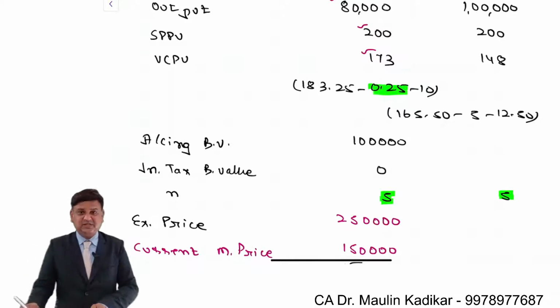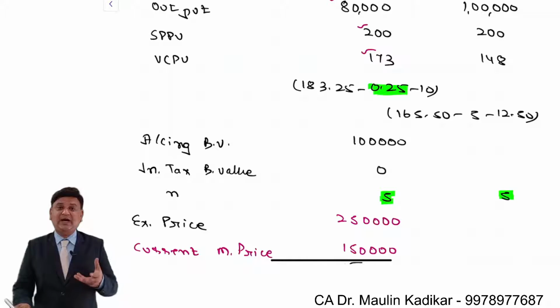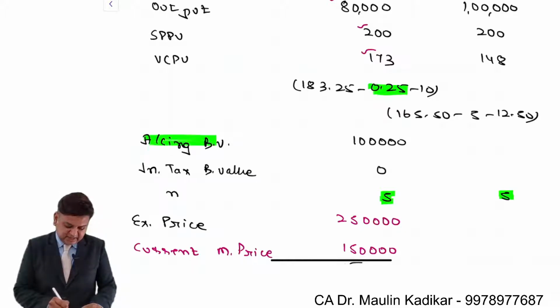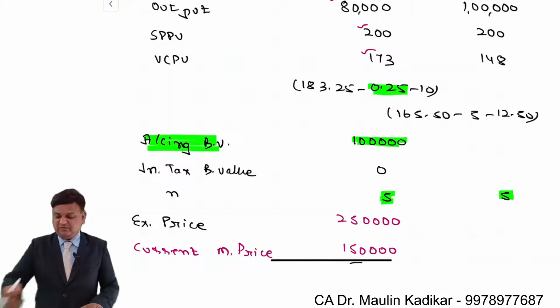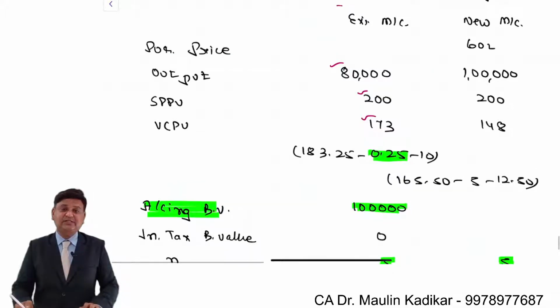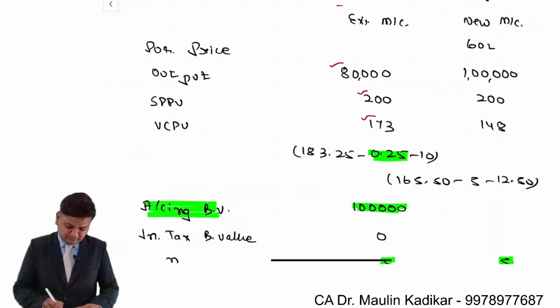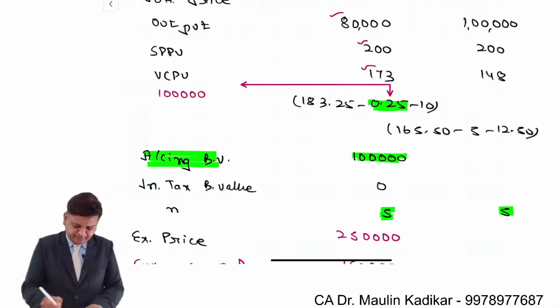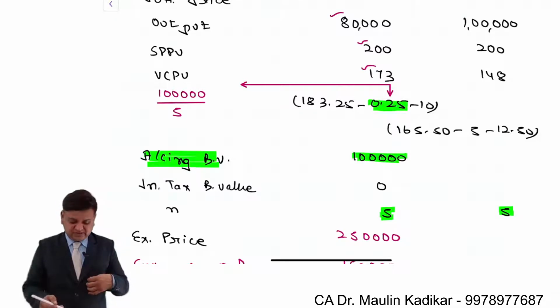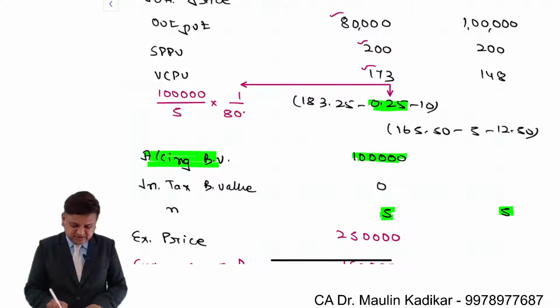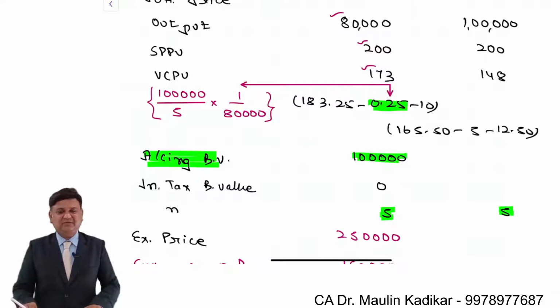Because, friends, the depreciation which they would have provided in the question must be from the accounting point of view, which is irrelevant for us. We understand logically how this 25 paise is provided to us. This is the accounting WDV, 1 lakh. So they must have done 1 lakh divided by 5. So 20,000 rupees is the depreciation per year, into 1 divided by 80,000, the number of units. That is how this 25 paise must have been given, but we are not concerned with the accounts.